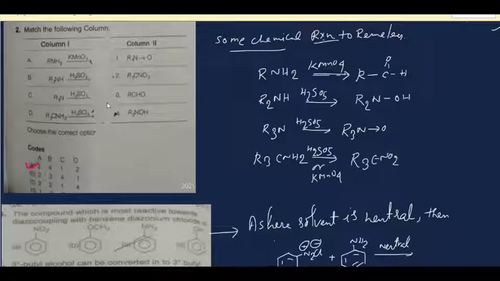This is nitro. So according to the question here, RNH2, which one will form? This one, aldehyde. And R2NH, which one will form? This oxime only. R3N with H2SO5, this one, and this last one is nitro. So option number A.